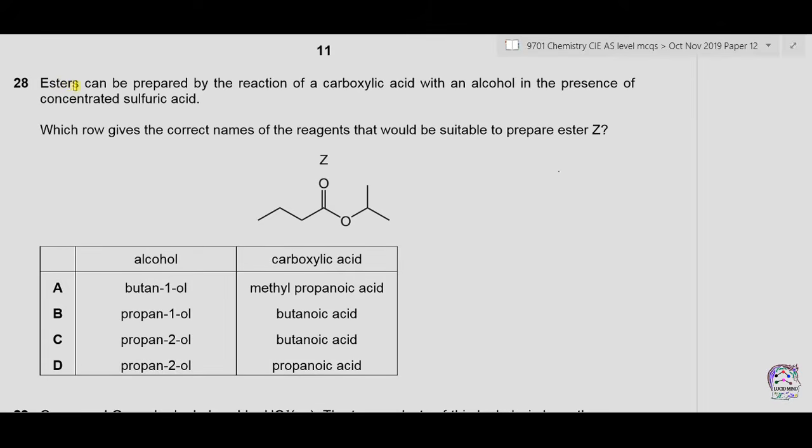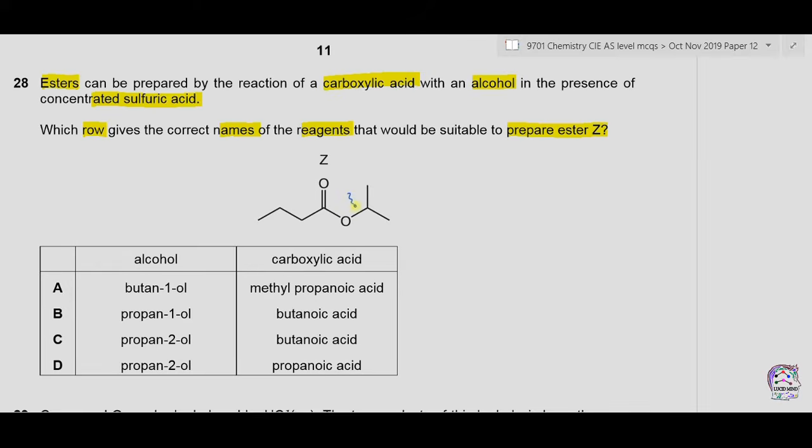Question 28. Esters can be prepared by the reaction of carboxylic acid with an alcohol in the presence of concentrated sulfuric acid. Which row gives the correct names of the reagents that would be suitable to prepare ester Z? Let's break down compound Z into carboxylic acid and alcohol.